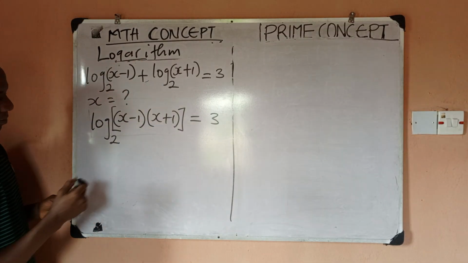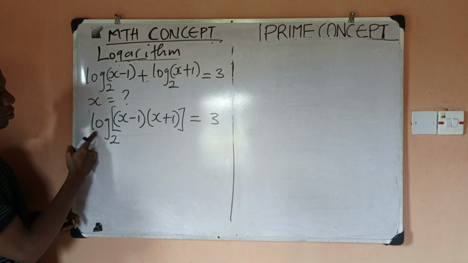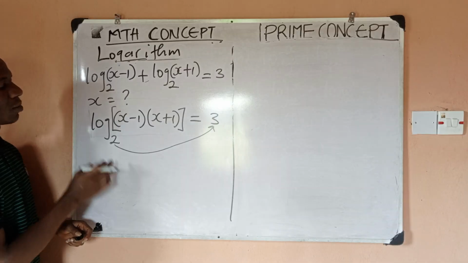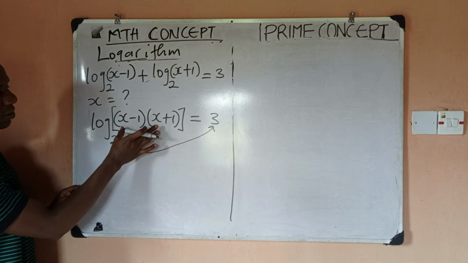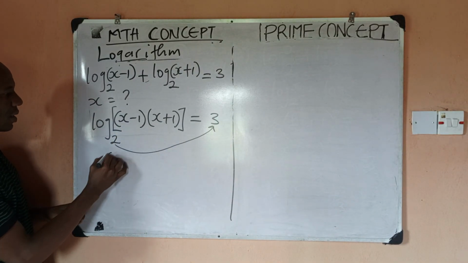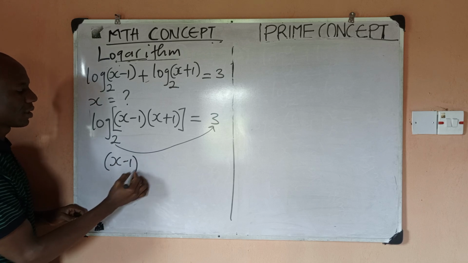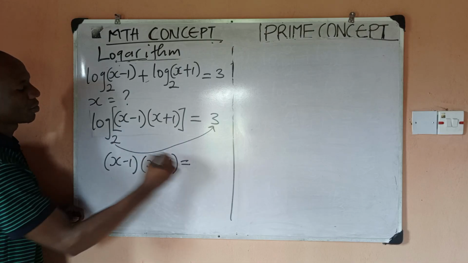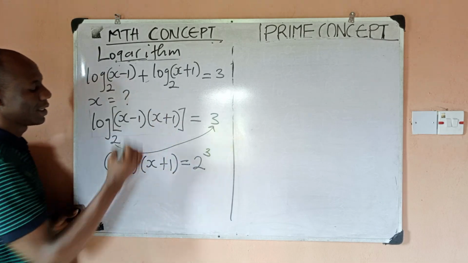If I want to remove the logarithm, I will just use this base and raise it to this power. Then the logarithm will disappear, and I'll be left with just this. So I'll have x minus 1 times x plus 1, which becomes 2 to the power 3.